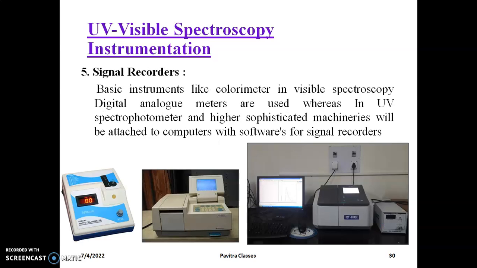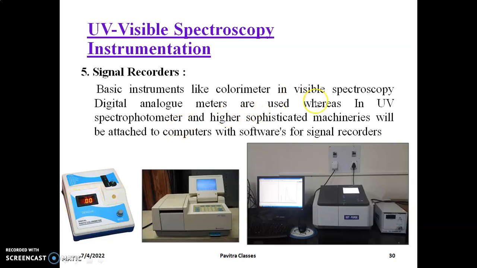The last part is the signal recorder. After the detector takes the reading, signal recorders are used. Usually basic instruments like the colorimeter and visible spectroscopy use a digital analog display. This is the colorimeter. The digital analog display gives the signal in numbers.